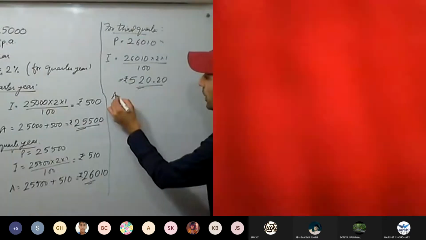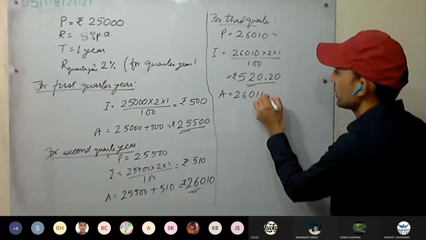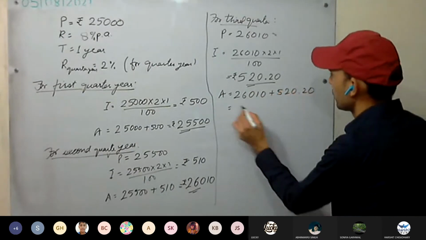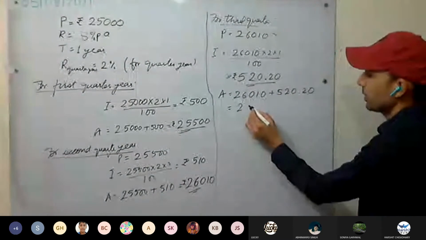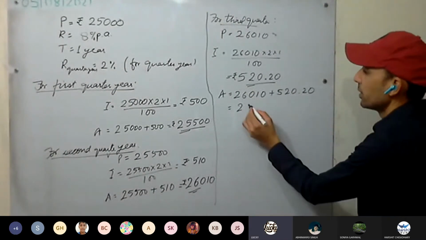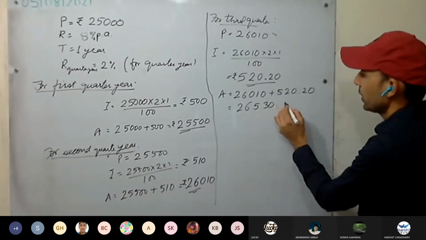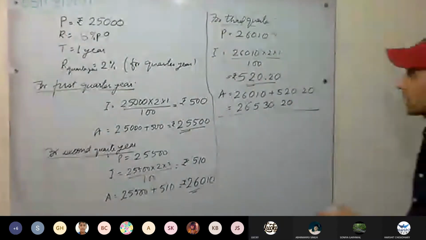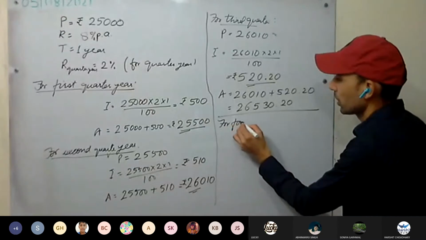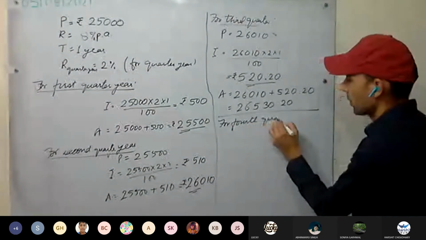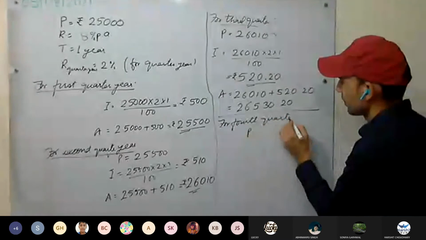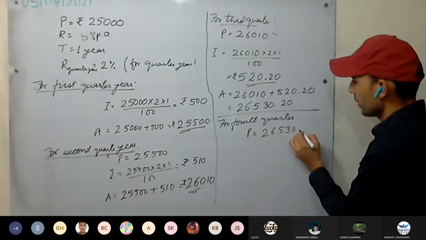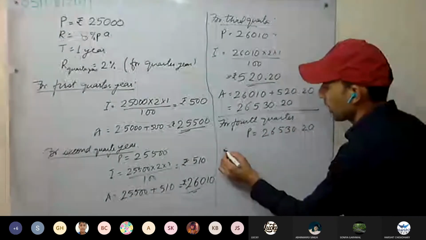Okay, now the amount will be how much? 26,010 plus 520.20. So how much are you getting? Calculate it. 26,530.20 rupees. This will be the principal for the fourth quarter. So for the fourth quarter, principal equal to rupees 26,530.20. Okay, interest.